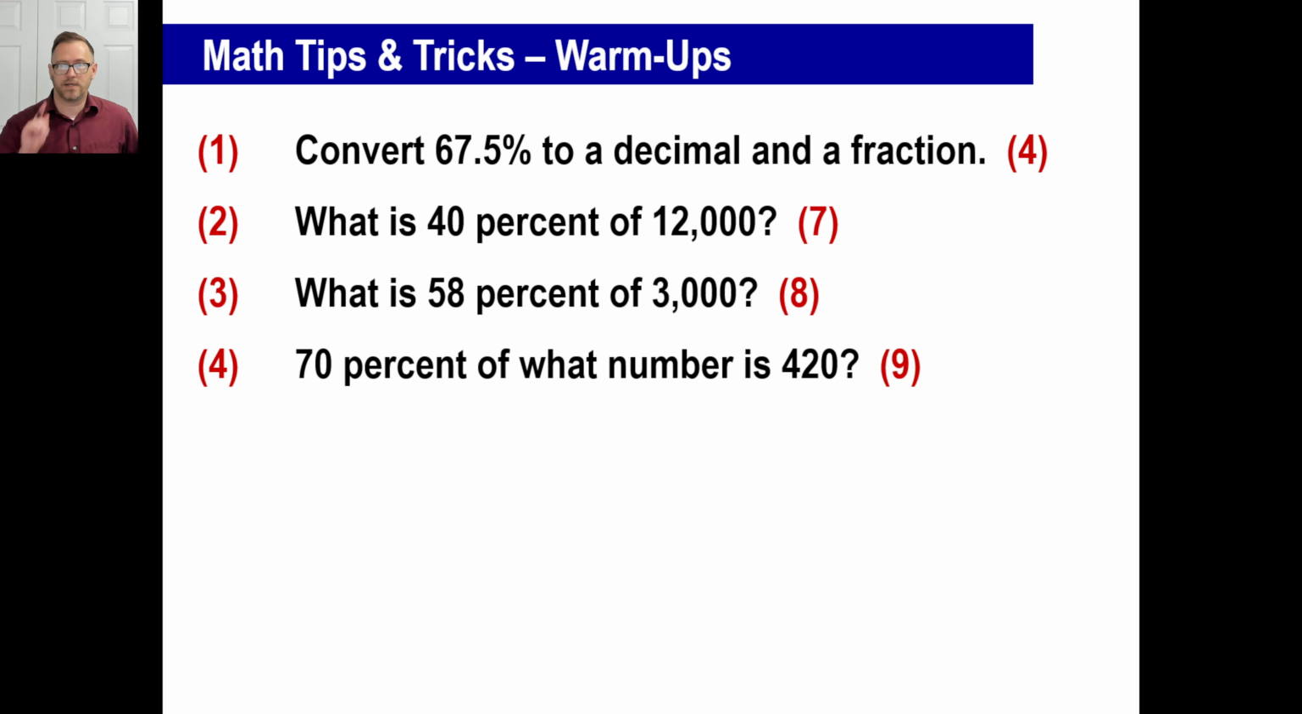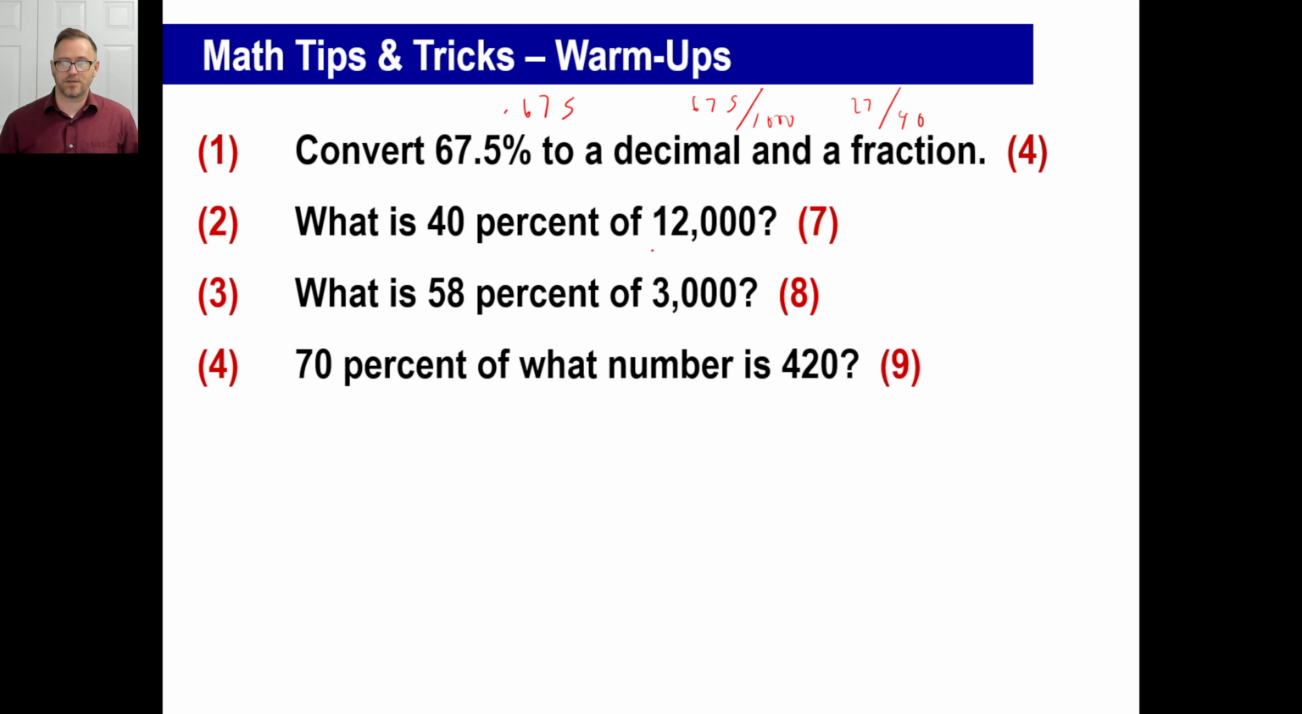Okay, let's go ahead and warm up. Pause this and try those 4 mentally as much as you possibly can. Give it a roll. Okay, number 1, convert to a decimal. Obviously that's 0.675. A fraction will be over 1, in other words 675 over 1,000, and that's going to be 27 over 40 reduced.